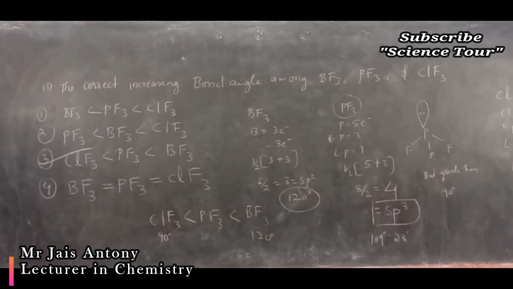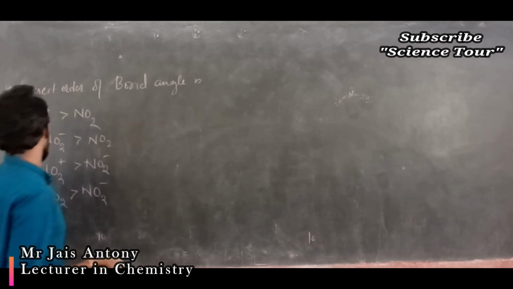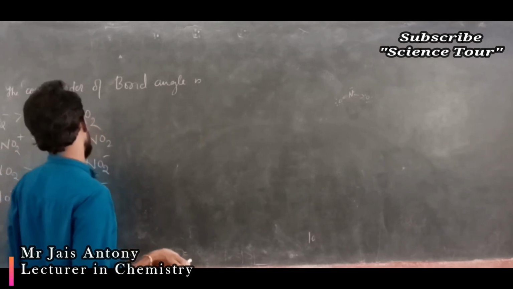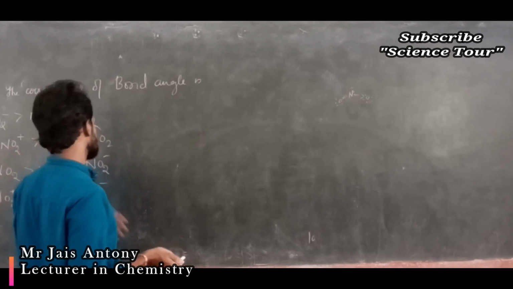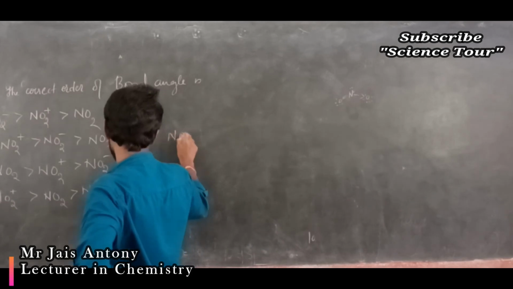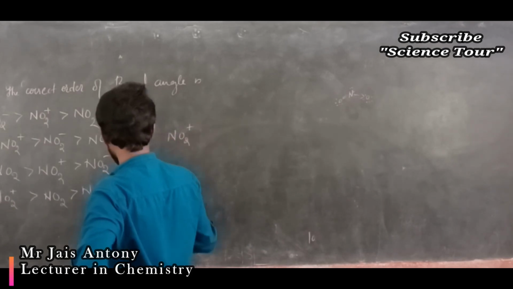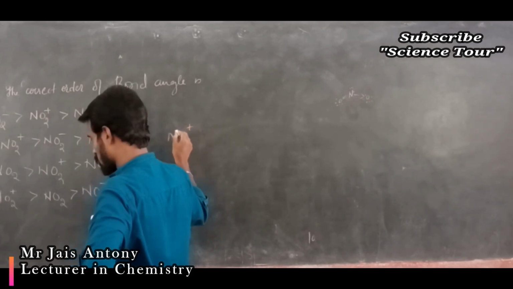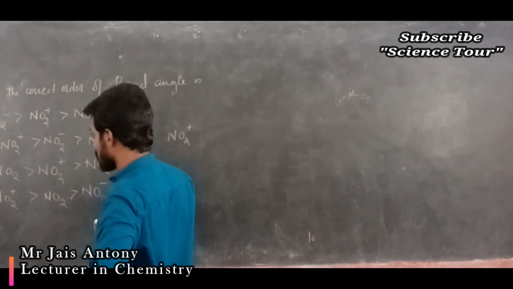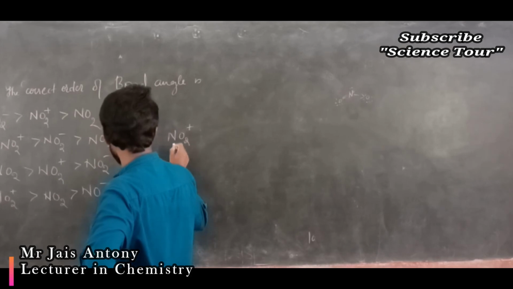Correct order of bond angle is NO2 minus, NO2 plus, NO2, and different orders are given. My dear students, we will find one by one. First I will find out NO2 plus. For this, you have to find out the bond angle by knowing the hybridization.